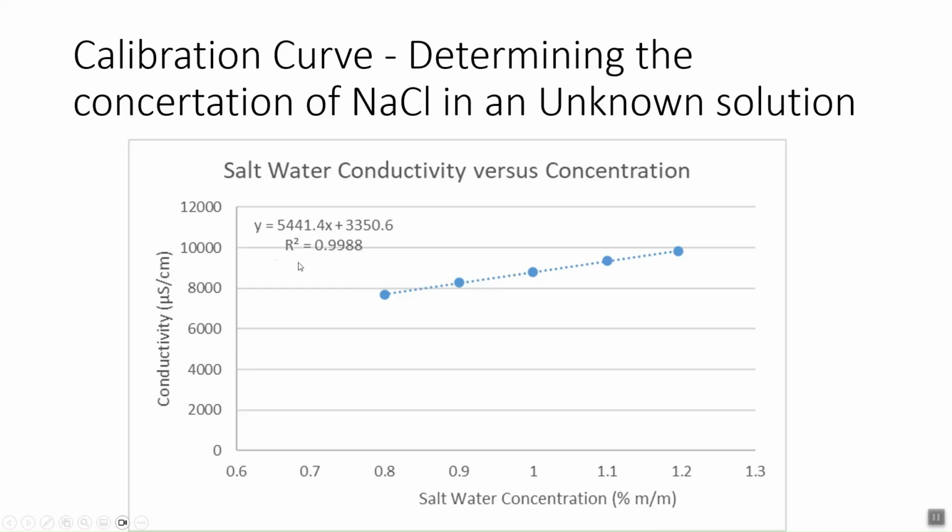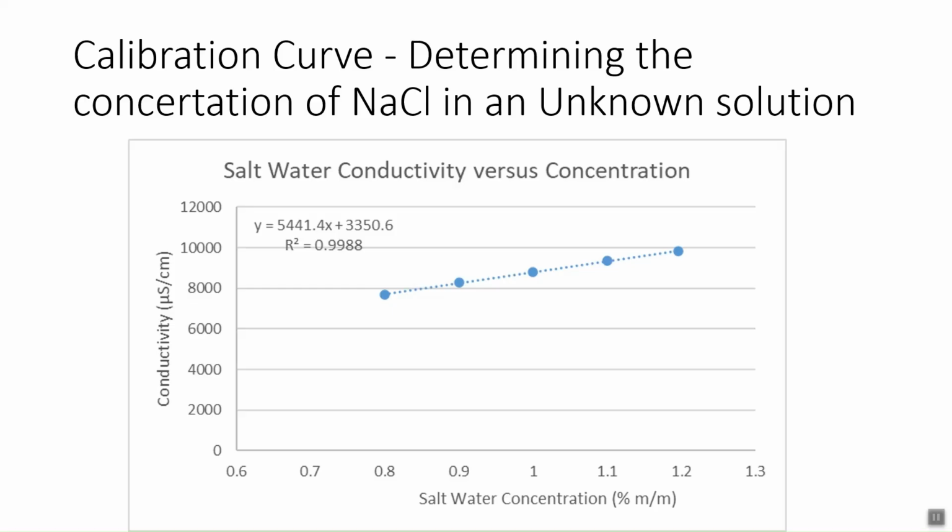We can also use the equation of the line. So 9,000, if that was the conductivity of our unknown, would be a y value. We can then solve for x, which will be somewhere around 1.05 in this case, and we can determine the concentration of the unknown. This is called a calibration curve. It's very important that your calibration curve has an r squared of 0.99 or better. If it doesn't have an r squared of 0.99 or better, please consult your TA because you may need to remake a solution or something like that.